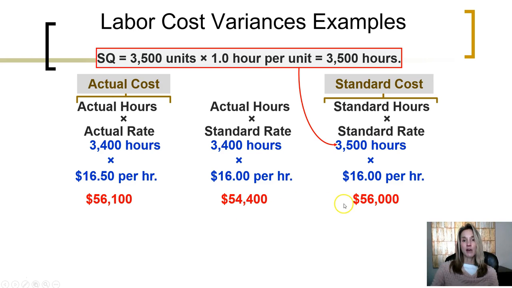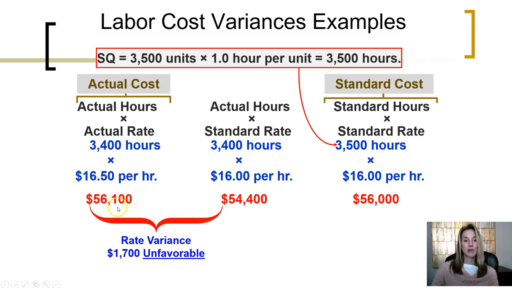And finally, we calculate the total overall standard, which was for the 3,500 units produced. Standards say we should have used 1 hour. In other words, there are 3,500 hours allowed for the number of units produced at a standard rate of $16 per hour.